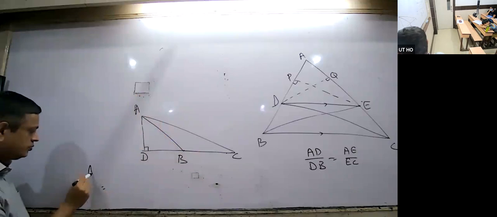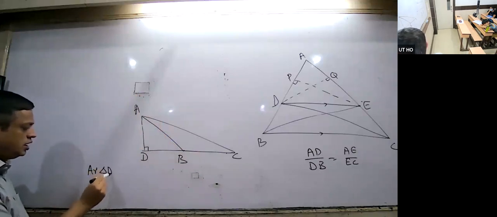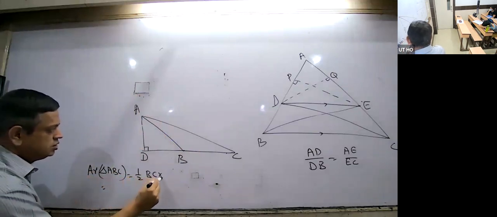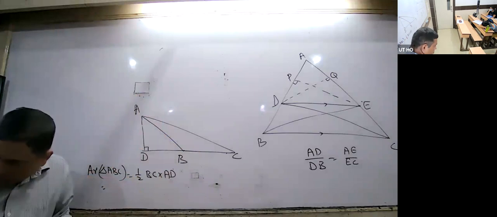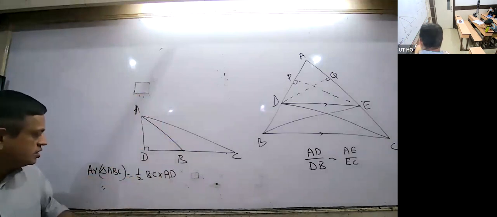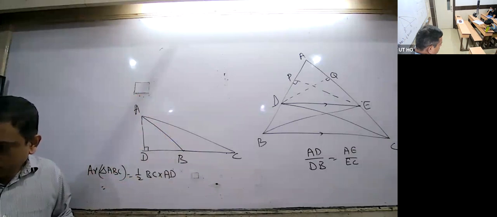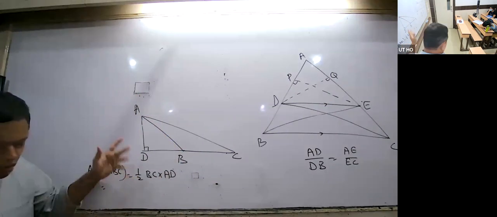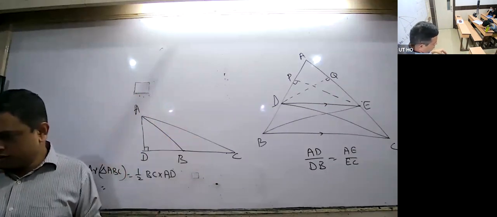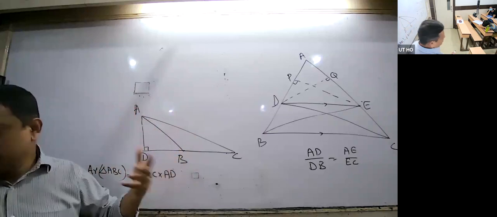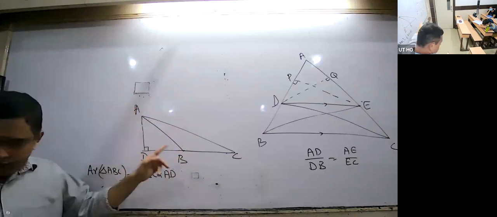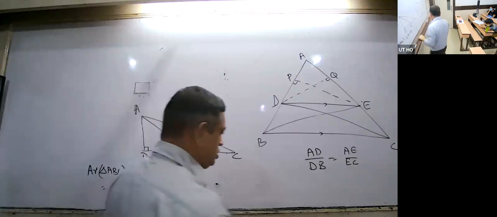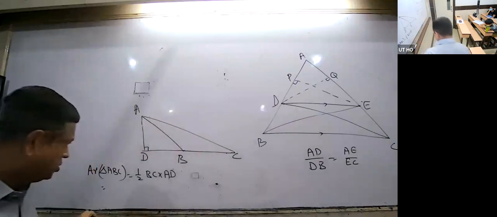Obtuse. Area of triangle ABC is equal to half base, base is BC, into AD. Are you followed? Which triangle did I write over here? ABC. If the question is asked about DBC, then that's something different. Triangle ADC. Why did we take AD? Okay. Look here.